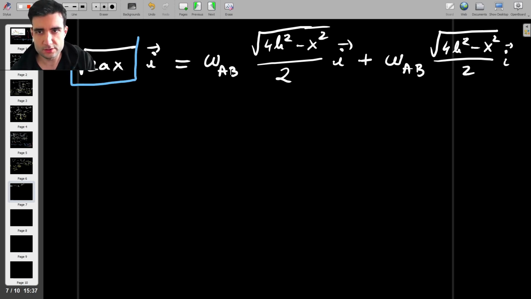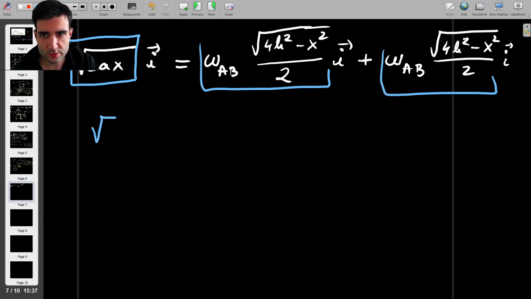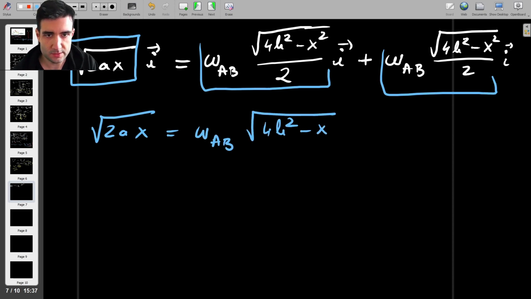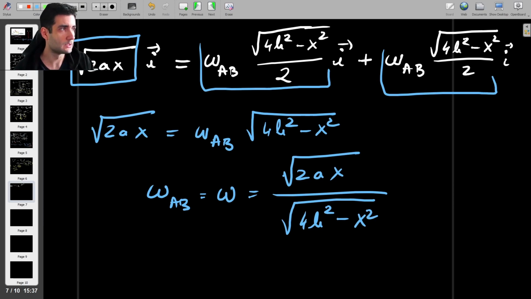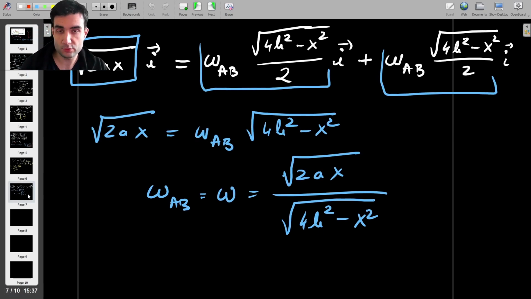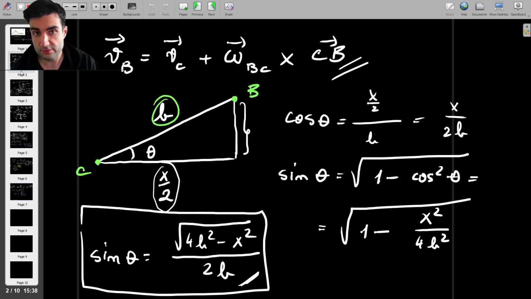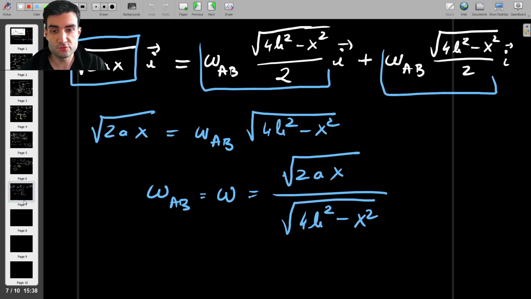So for this equality to hold, we must have that the components should be equal to each other. So this has to be equal to this plus this. So we have square root of 2ax is omega ab times the square root of 4b squared minus x squared. So omega ab, or just omega as the question refers to it, is square root of 2ax over square root of 4b squared minus x squared, which is what we had to find from the beginning. So this is how you find the angular velocity, by using Euler's equation for velocity only, and then doing a few manipulations and using some constraints rooted in common sense to be able to find what the expression for angular velocity is.